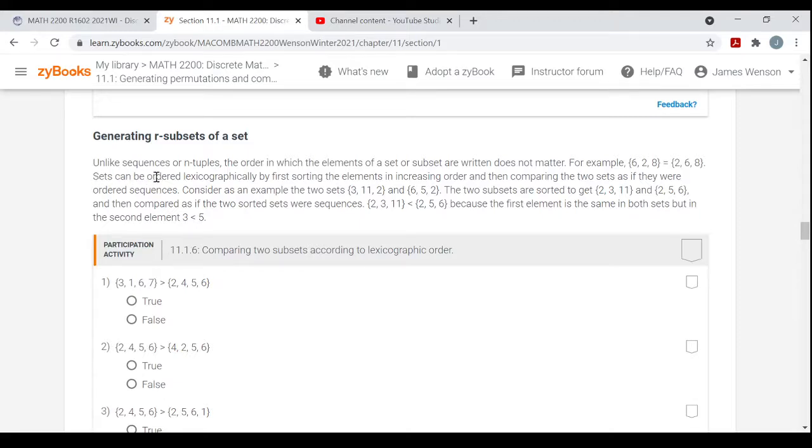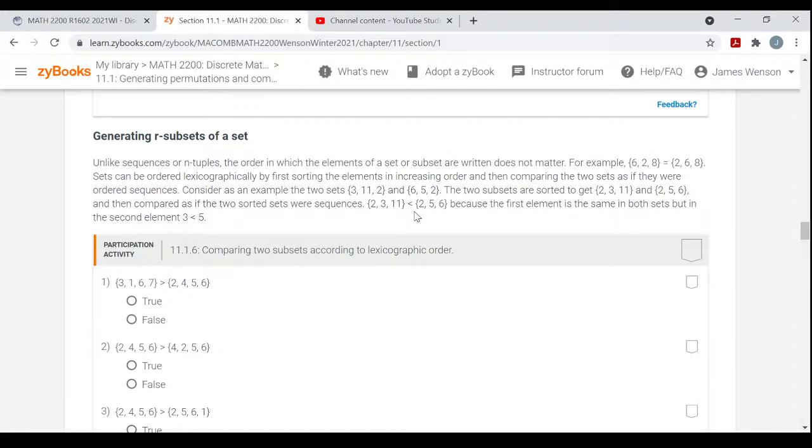Now, sets can also be ordered lexicographically by first sorting the elements in increasing order and then comparing the two sets as if they were ordered sequences, kind of like the tuples earlier. Consider as an example the two sets 3, 11, 2 and 5, 6, 2. I just reorder them. That's 2, 3, and 11. This is 2, 5, and 6. Their first elements are the same. Their second elements are 3 and 5, and 3 is less than 5, so this first set would be considered less than the next set.